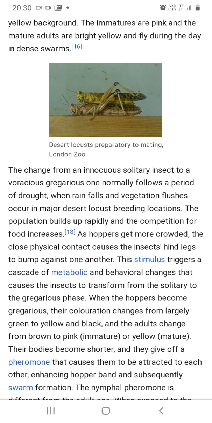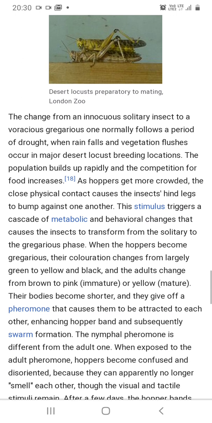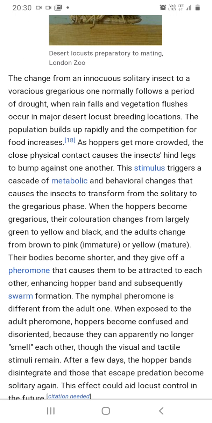When the hoppers become gregarious, their coloration changes from green to yellow and black, and the adult changes from brown to pink when immature, or yellow when mature. Their bodies become shorter and they give off a pheromone that causes them to be attracted to each other, enhancing hopper band and subsequently swarm formation.